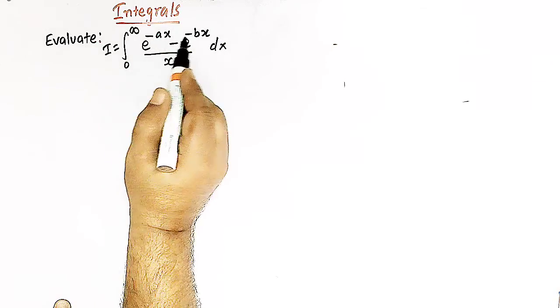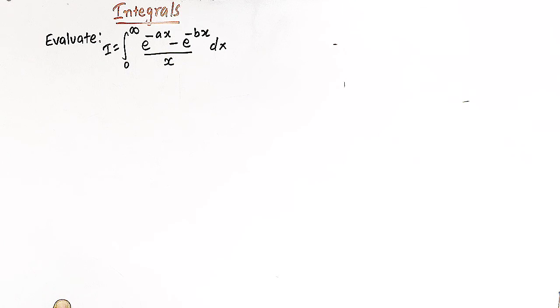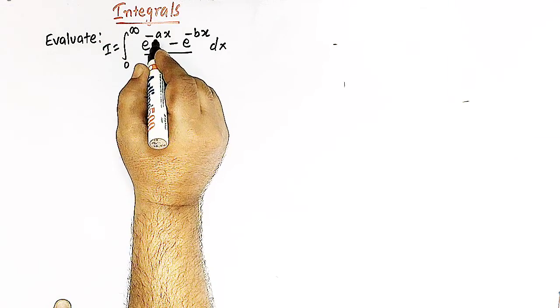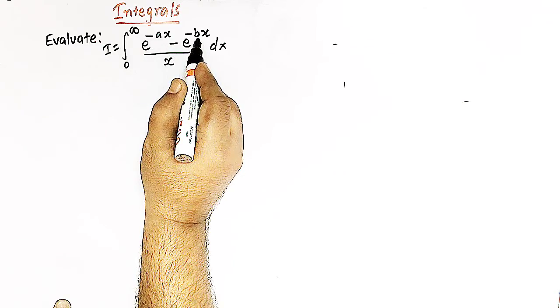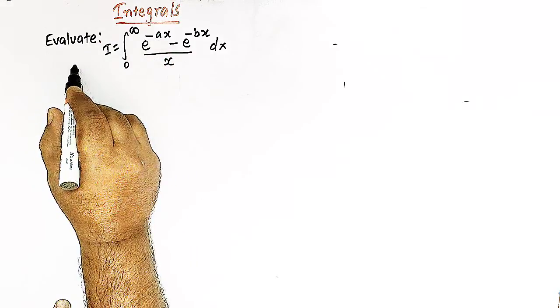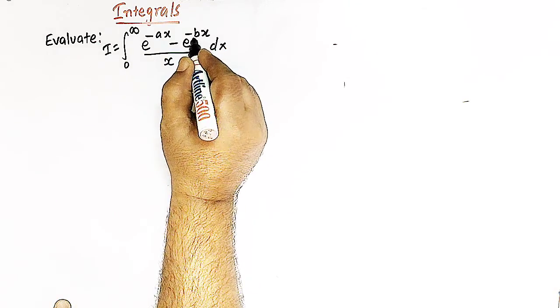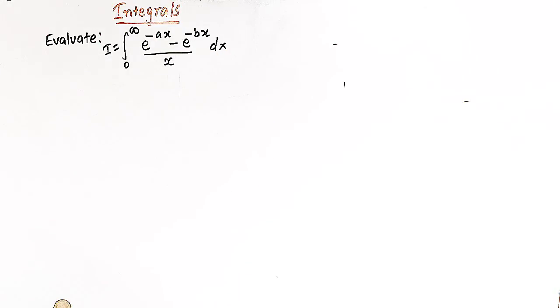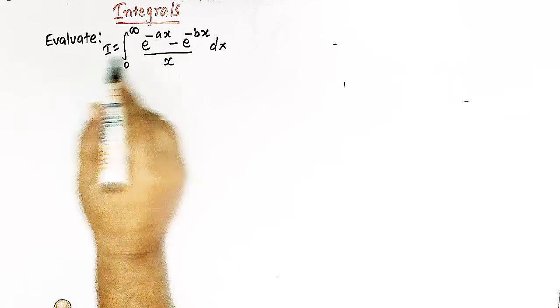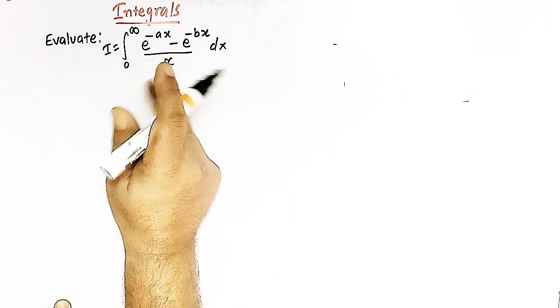Now see, here we have two constants, a and b, and the concept behind differentiating an integral under the sign of integration is that we treat this a or this b as a variable. So here we'll prefer a and differentiate both sides with respect to a. We can also select the constant b as a variable, and differentiate both sides with respect to b, but here we'll differentiate both sides with respect to a.